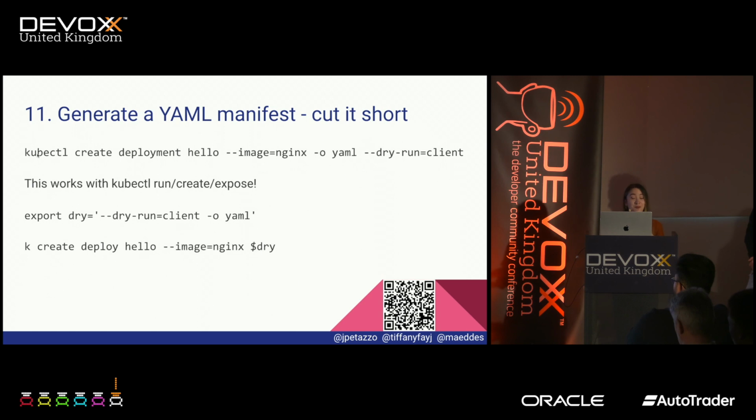Depending on how you have your terminal set up, this one's a little, we didn't fully figure out what was going on with ZSH. But if you are using Bash, to be lazy or just save time, especially if you're doing a CCAD, for instance, where time matters, you could export dry to dry run client equal dash o YAML. That way you don't have to type that. Anything that you can do to make less typing happen for these types of things, the better off you are.